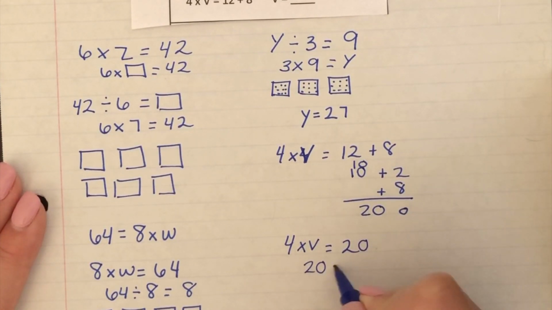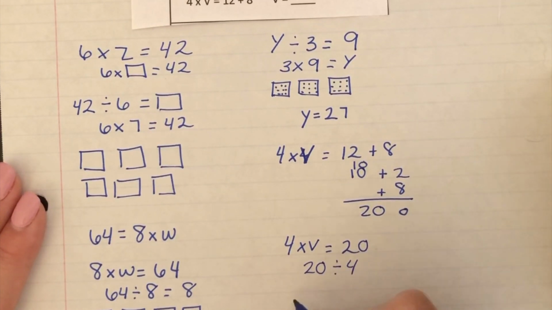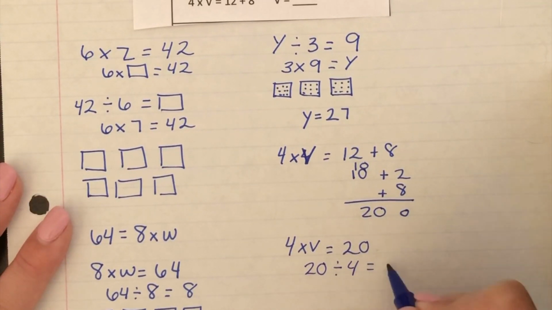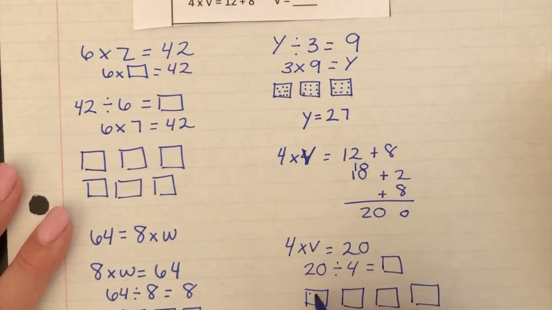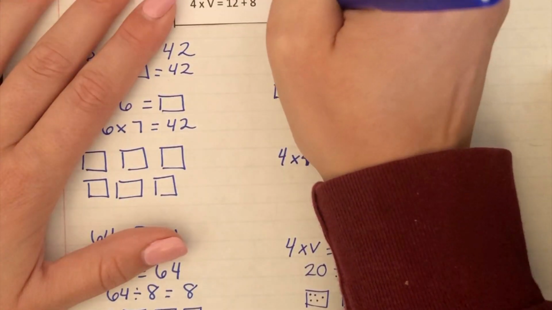I could do 20 divided by 4 equals something. Put that into 4 groups. Count by 2: 2, 4, 6, 8, 10, 12, 14, 16, 18, 20. I know that V equals 5.